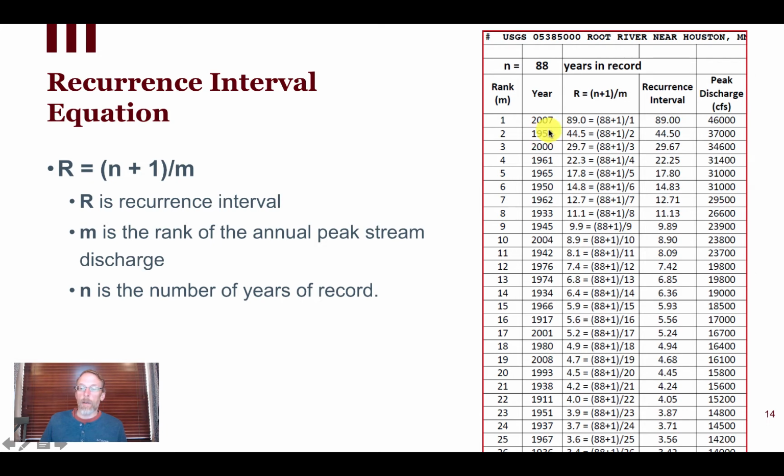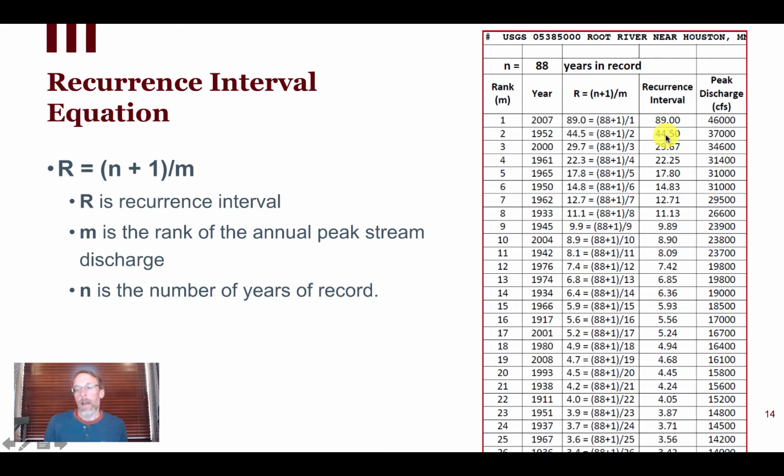The 1952 event, which is the second ranked, we have the same formula. It's 88 plus 1 because there's still 88 years of records in the data set. But it's the second ranked flood, so we divide by 2, so we get a 44.5 year recurrence interval.